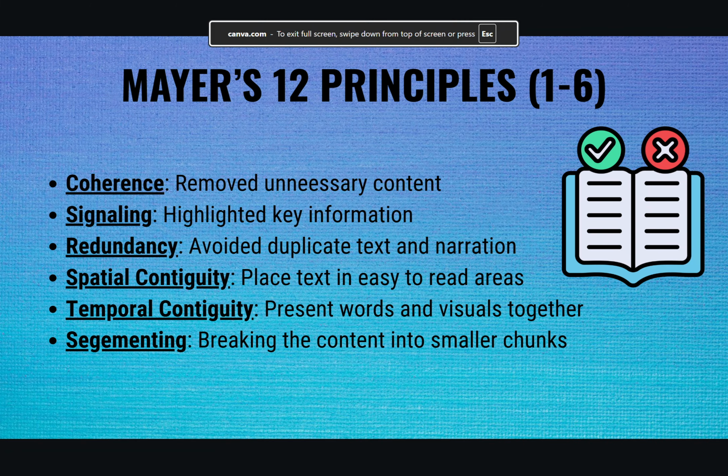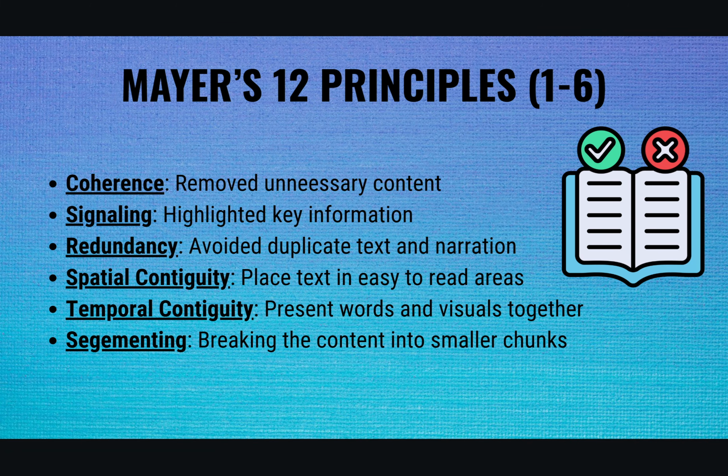So now I'm just going to go over the Mayer's 12 principles that I've done during this whole process. So there's coherence, which is I removed any unnecessary content for the students. I signaled and highlighted key information when going through the guided notes. Redundancy: I avoided duplicating the text and narration. Spatial contiguity: I placed text in easy-to-read areas on those homework assignments and the notes that were given.